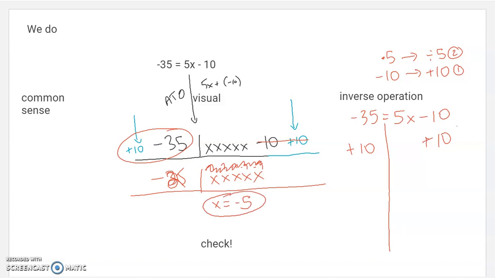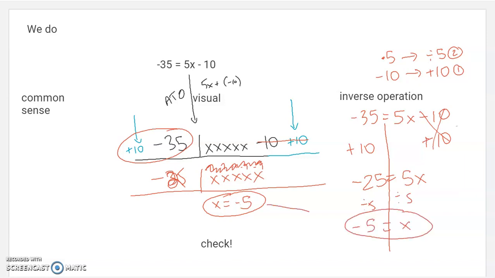Okay, carrying on over here. So now that's why I just saw it, because now I know I need negative 25 here. And those cancel out, and I have 5x. Divide both sides by 5. And x equals negative 5.